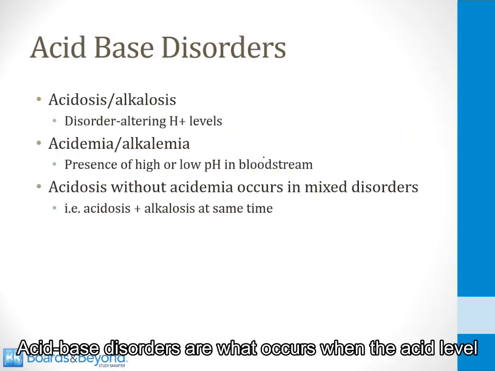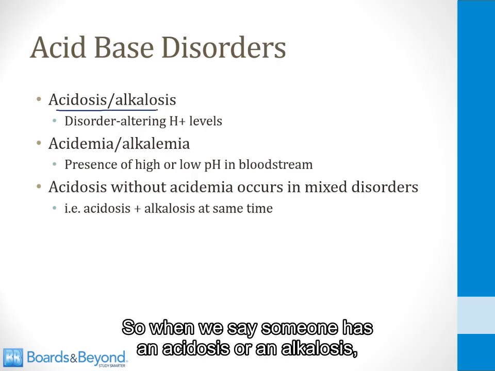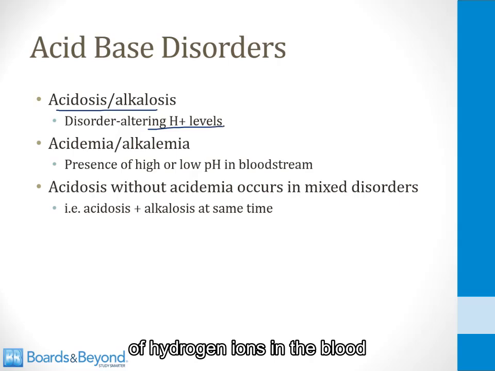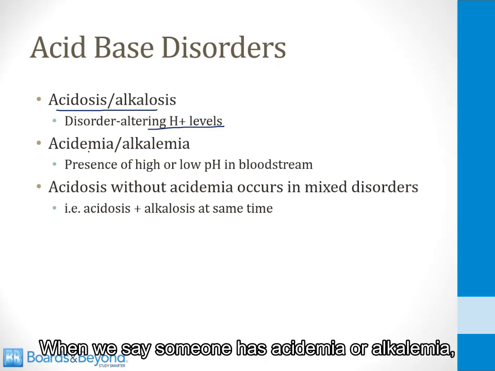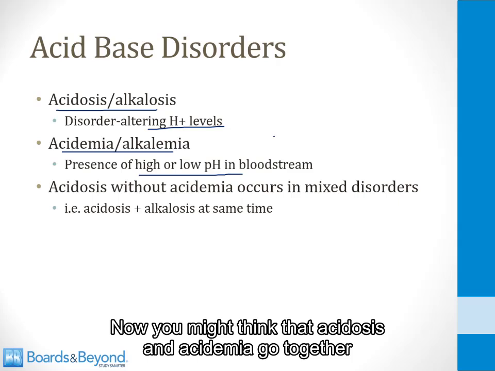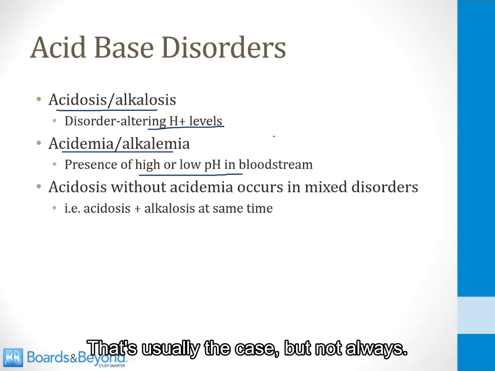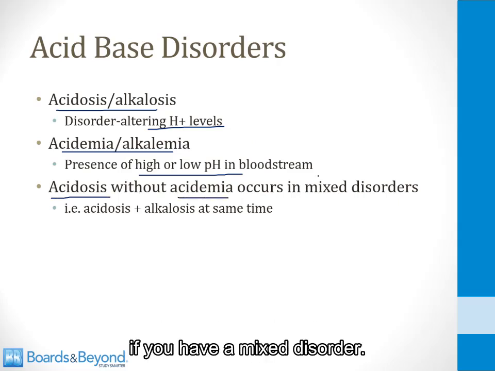Acid-base disorders are what occurs when the acid level of the blood becomes too high or too low. So when we say someone has an acidosis or an alkalosis, we mean they have a disorder that's altering the level of hydrogen ions in the blood such that it's tending to make the blood more acidic or more alkalotic. When we say someone has acidemia or alkalemia, we mean that they have a high or low pH in the bloodstream. Now you might think that acidosis and acidemia go together and alkalosis and alkalemia go together. That's usually the case, but not always. Sometimes you can have an acidosis but not have acidemia if you have a mixed disorder.